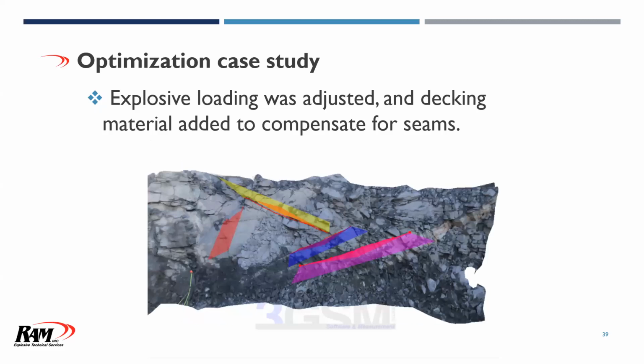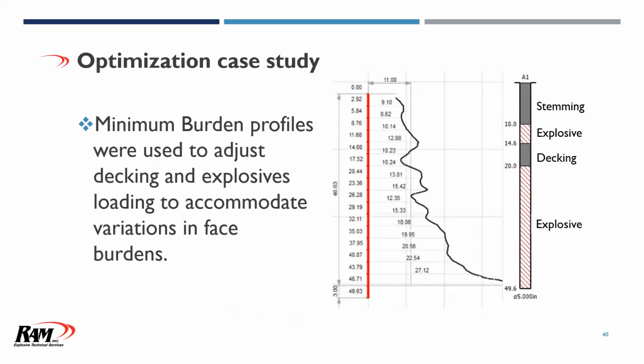So with that, we could go in and actually characterize that face and determine approximately where these seams were at. And then with the minimum burden profiles, go in there and look at the profiles and then determine where decking needed to be done in there to be able to prevent any issues as far as transient pressures going up through the seams.